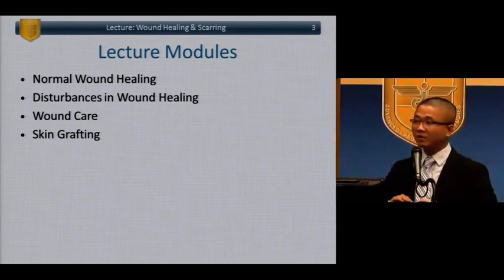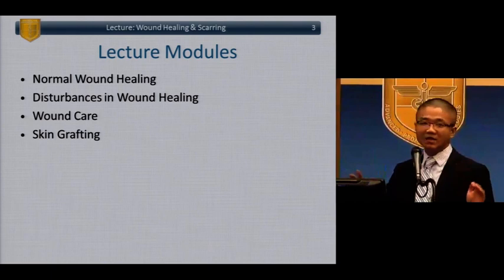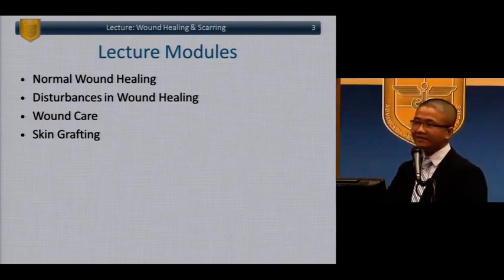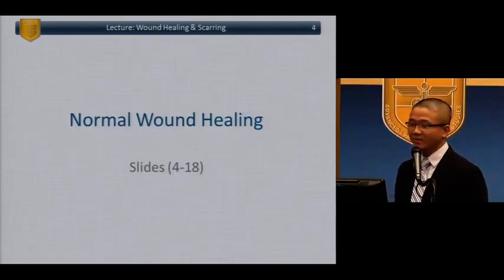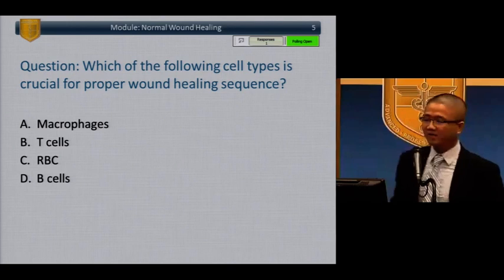Most of this is very sort of surface things, so please forgive me if you're a wound specialist and you go, that is not what we do, and this is not in depth enough. Okay. All right, normal wound healing. And these are high yield topics for examinations.